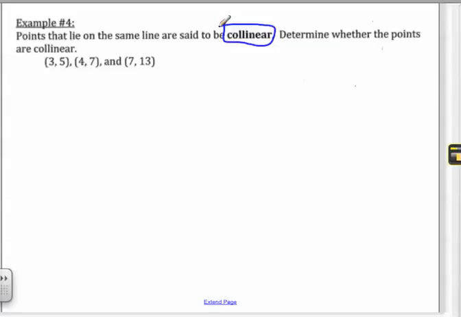Now, what they haven't done is they haven't given us a graph. And my graph only goes up to 10 by 10 on either side. So I'm going to suggest to us that we do it a different way.